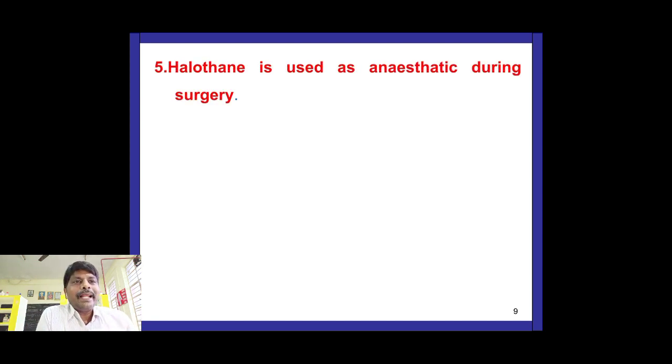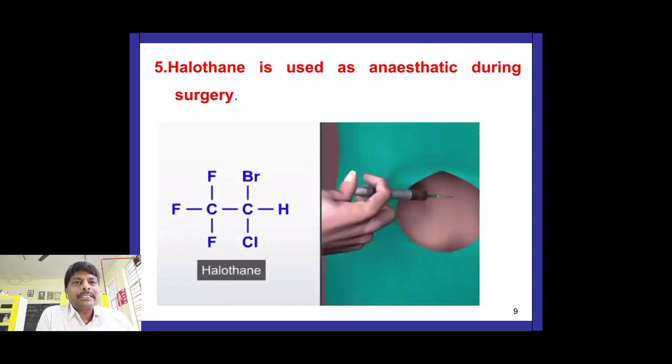Next, the fifth one is halothane, which is used as an anesthetic during surgery. Halothane is important for competitive exams also. In halothane, the halogens fluorine (F), chlorine (Cl) and bromine (Br) are there. Which halogen is not present in halothane? It is an important question. Except iodine, all are there here. So this one is used as an anesthetic during surgeries.